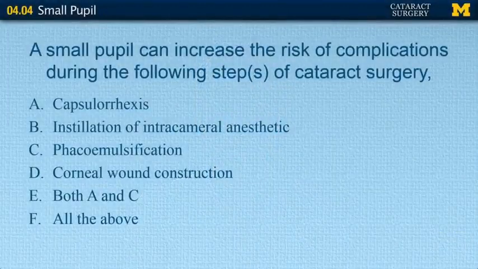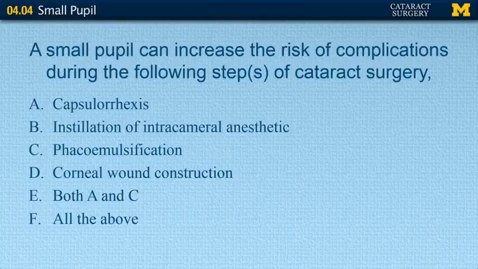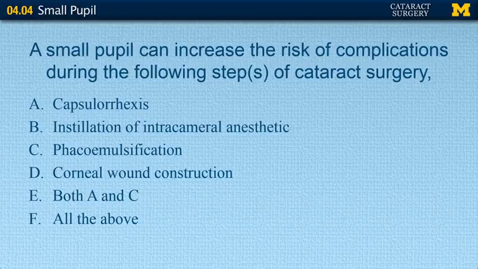Post-test. Question number 1. A small pupil can increase the risk of complications during the following steps of cataract surgery. A, capsulorhexis. B, installation of intracameral anesthetic. C, phacoemulsification. D, corneal wound construction. E, both A and C. And F, all the above. The correct answer in this case would be E, both capsulorhexis as well as phacoemulsification. The other stages of cataract surgery where a small pupil will be affected include hydrodissection, as well as inserting the lens.